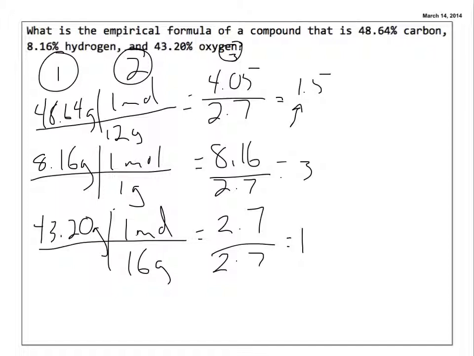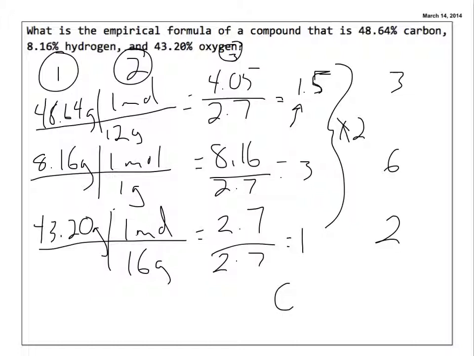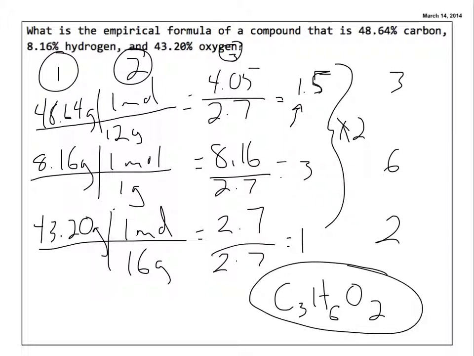If it was 1.1 or if it was 1.9, I would round to the nearest whole number. But when it's in the middle, or if it's say 1.33, I can't round that off. That's too big a difference. But what I can do is if I take all the numbers times 2, I get 3, 6, and 2. Now I have 3 whole numbers that I can use in a formula. So the 3 goes with the carbon, C3, the 6 goes with the hydrogen, and the 2 goes with the oxygen. So that would be the empirical formula of that compound.